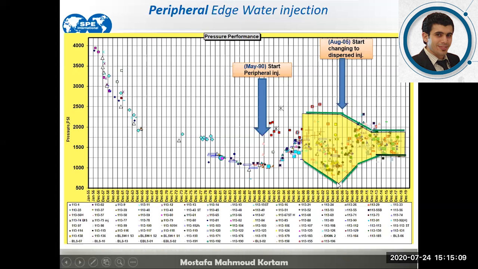In 2005, after the recommendation to switch to dispersed water injection, an observable improvement was noted in the pressure performance, and the pressure started to rise above the bubble point, while the pressure became limited to a narrow range that would produce an effective driving strategy.